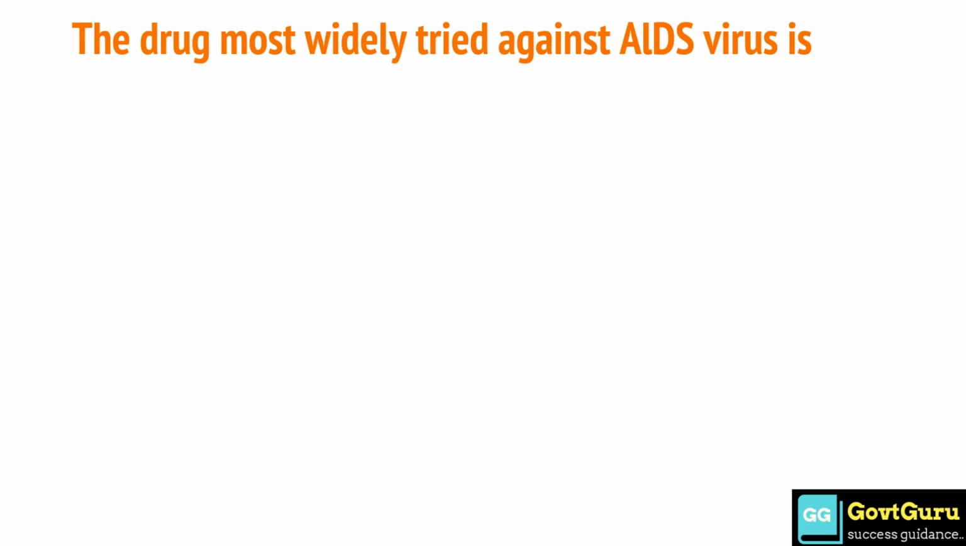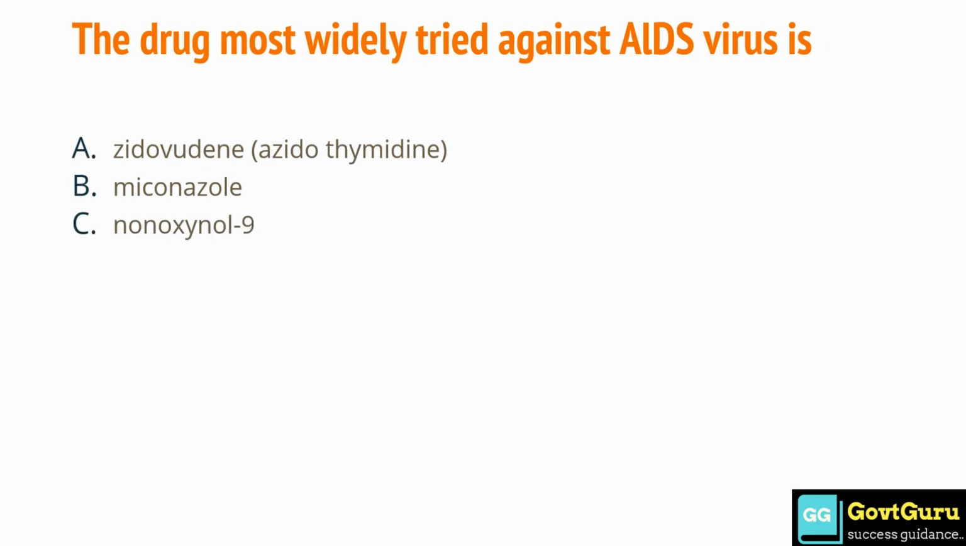The drug most widely tried against AIDS virus is option A, Zidovudine, option B, miconazole, option C, nonoxynol 9, option D, virazole. So the correct answer is option A, Zidovudine.